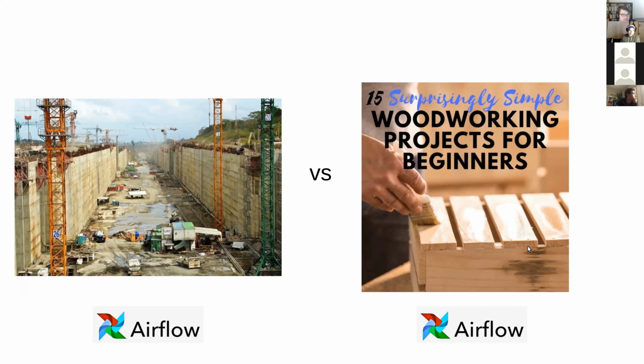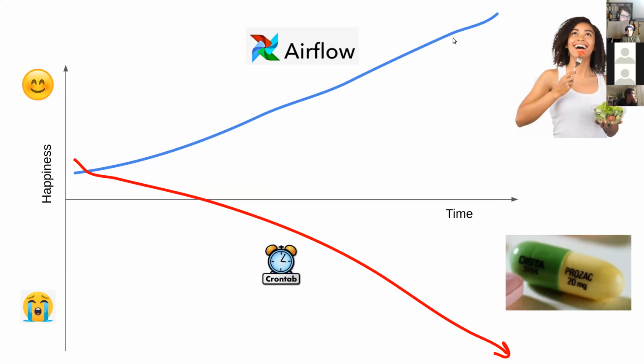Depending on what you choose, you could be on two very different trajectories over time. And I think that at first you can be a little bit happy with crontab because there's no install, but you'll get over that within about a day. And after that, it's just all downhill. So you can eat the happy salad. You want to eat the happy salad. So choose the happy salad.